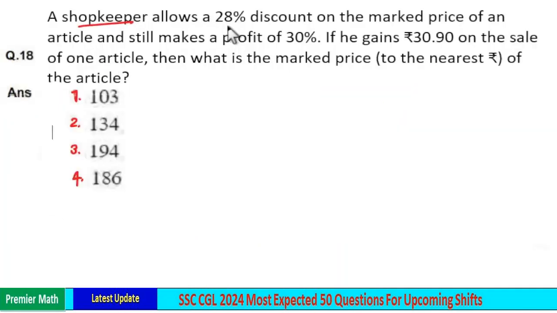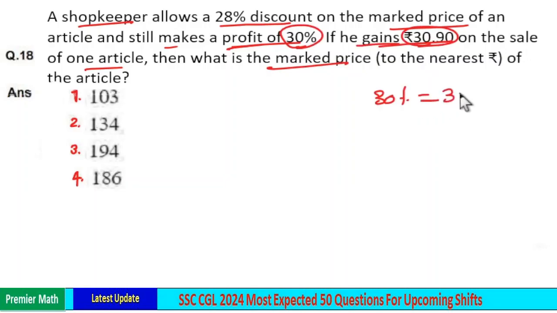A shopkeeper allows 28% discount on the marked price of an article and still makes a profit of 30%. If he gained 30.9 rupees on the sale of one article, then what is the marked price of the article? Here, profit is equal to gain. That is, 30% is equal to 30.9 rupees. So 30% is 30.9 rupees means 1% is 1.03, which means 100%, the cost price, is equal to 103 rupees.